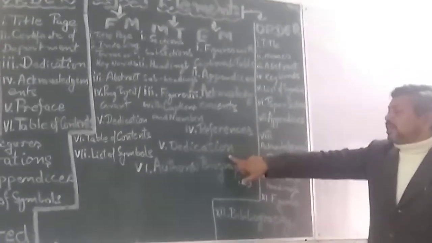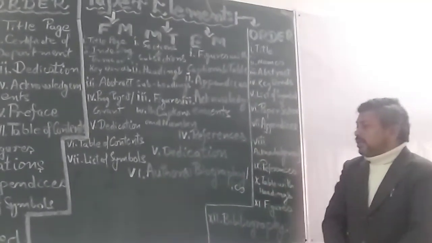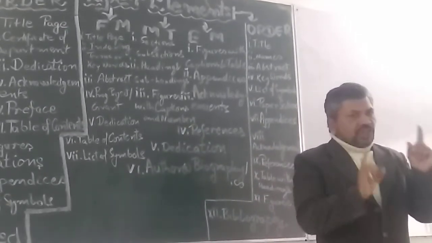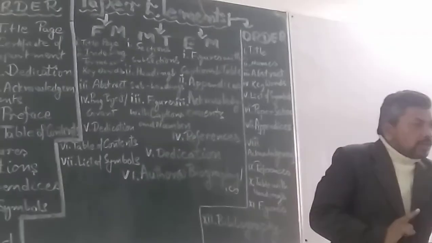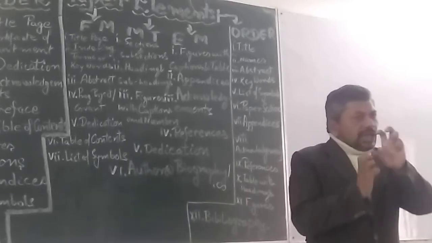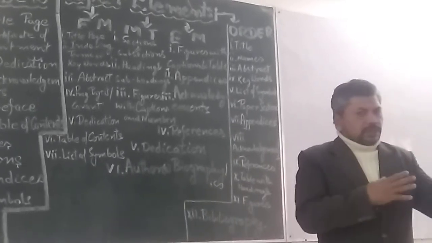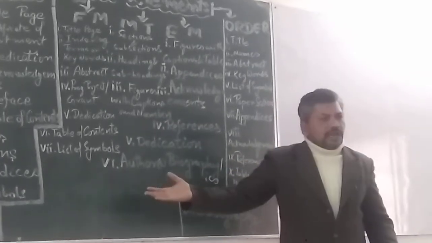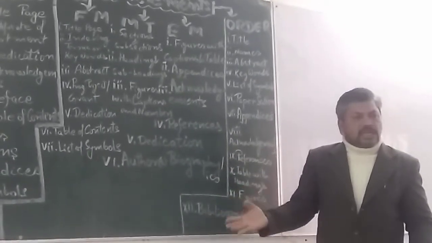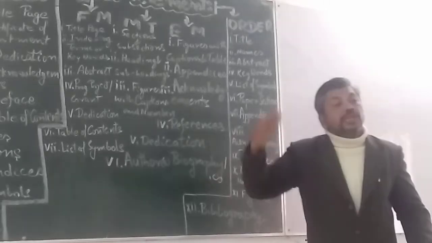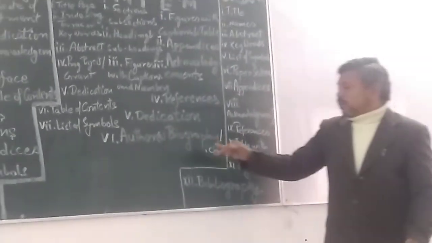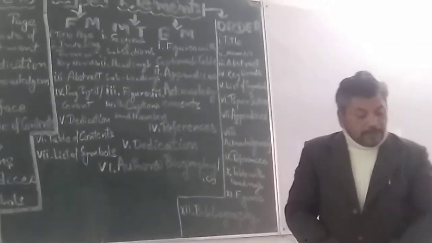Then there comes dedication, and finally the author's biography. If the research paper is written by one person, his life history must be maintained in the third person in 200 words or 150 words, or sometimes some of the journals say that it must not be more than 1000 characters. So according to the guideline, the biography should be mentioned.